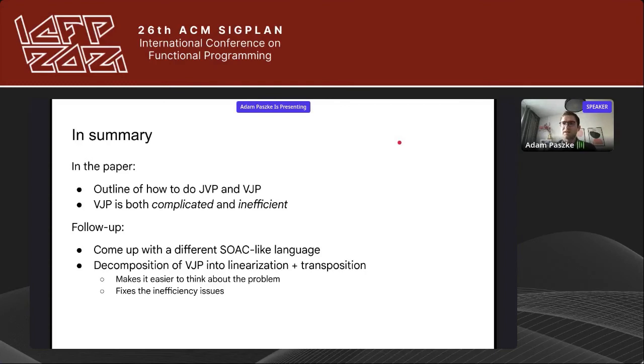But yeah, essentially the follow-up is to try to come up with a different way to formulate a scan, a different signature for it, or maybe a composition of some other primitives, and then try to decompose the monolith of VJP, which ends up being really complicated, into linearization plus transposition, which hopefully should make it both easier to think about the problem and fix the inefficiency issues.